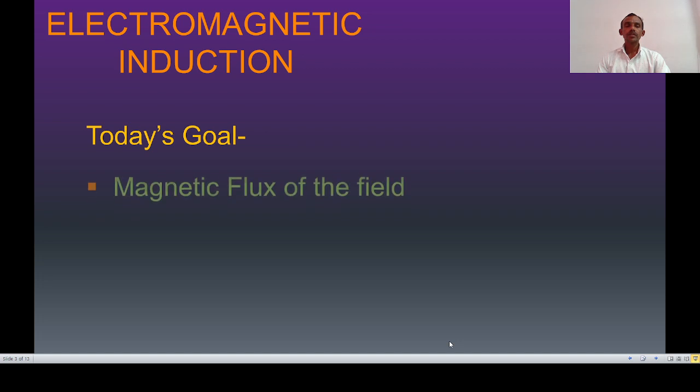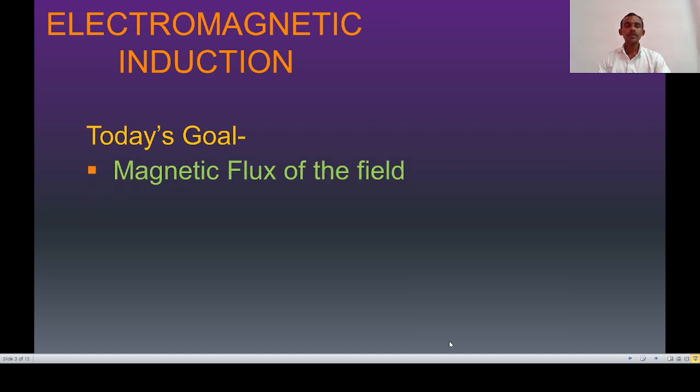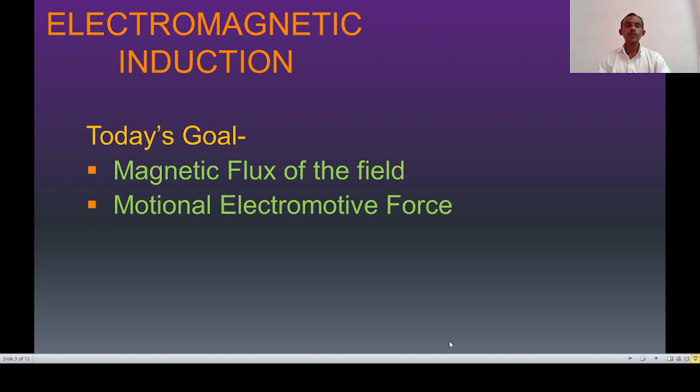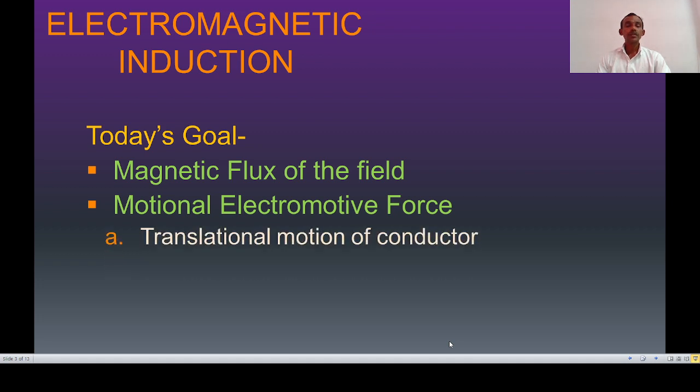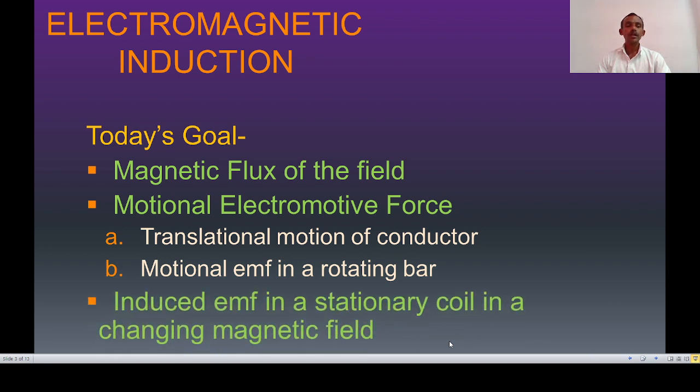In today's lecture, we will discuss the magnetic flux of the field. Second, motional electromotive force, that is the EMF produced due to motion. We can consider two motions, translatory motion and rotational motion. Therefore, the first point is translational motion of the conductor, and the second is the rotational motion of the conductor, that is the motional EMF in a rotating bar. The last point of today's lecture is induced EMF in a stationary coil in a changing magnetic field.